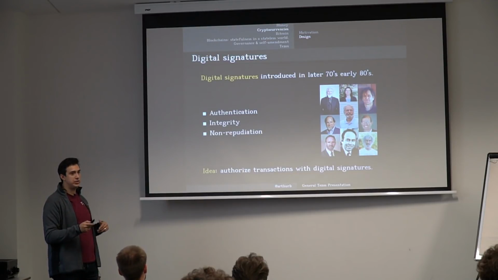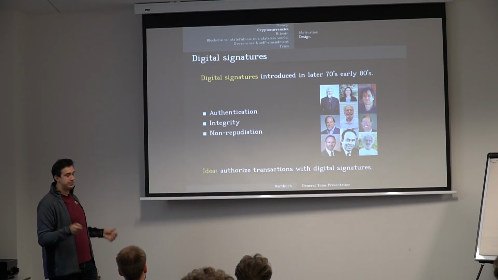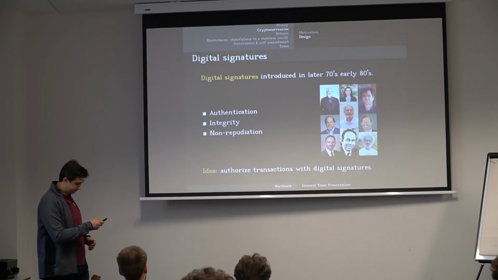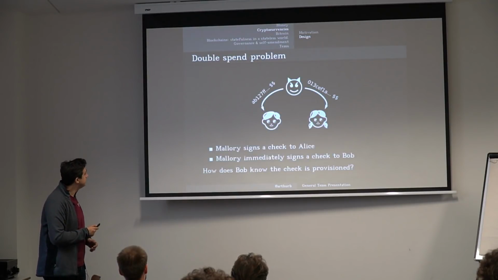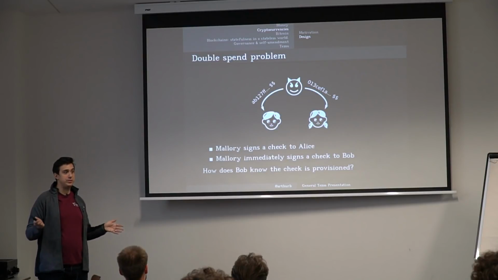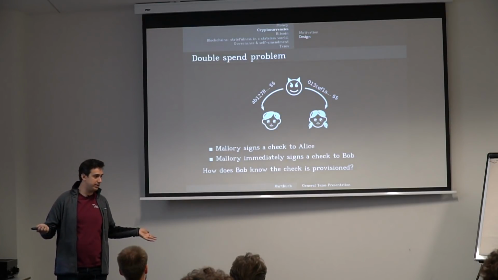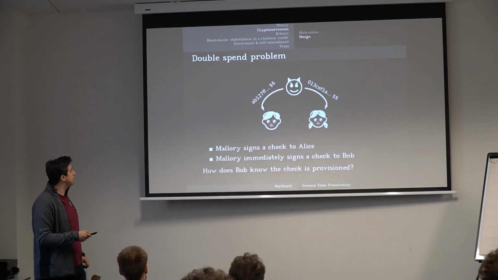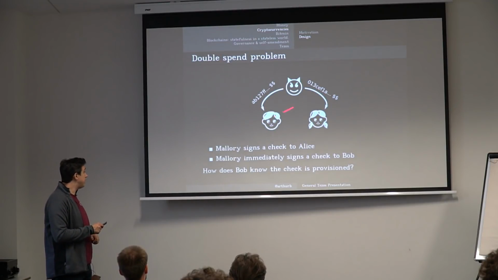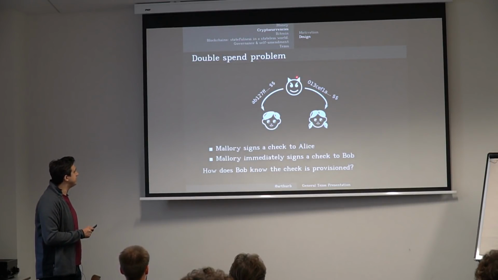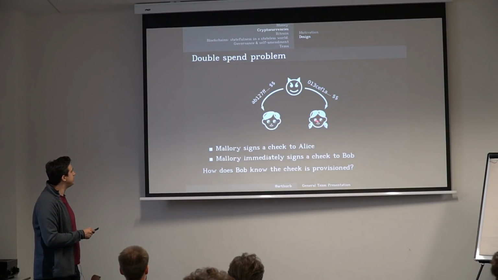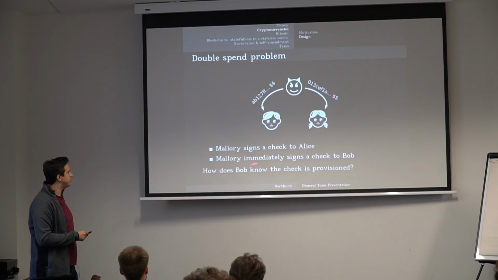And when you have digital signatures, you might think, okay, that's all we need. We can do eCash. Not so fast. The problem you have immediately if you try to design an eCash system with a signature is you're going to run into the double spend problem. So you have Mallory here, and she's going to sign a check to Alice, and so she sends her signature and says, okay, you know what, I'm sending you some cash. Here's a signature. But immediately she also does the same thing to Bob. And the problem is, how does Bob know that the check is provisioned?